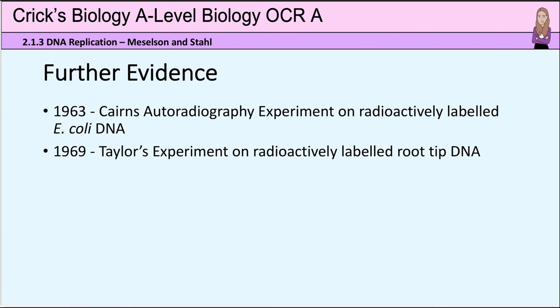And so this provided evidence for the theory of semi-conservative replication, which was further backed up by Cairns' autoradiography experiment in 1963 on radioactively labelled E. coli DNA, and Taylor's experiment in 1969 on radioactively labelled root tip DNA.